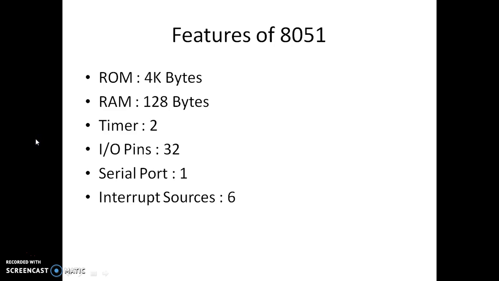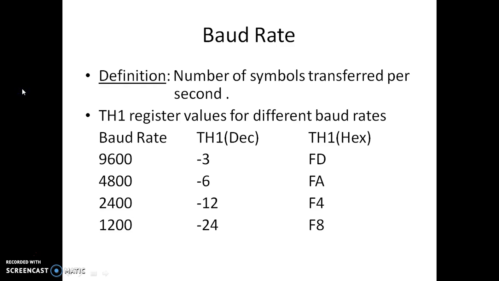It has a ROM of 4 kilobytes. We know ROM is read-only memory, which means we can save a program of 4 kilobyte size. It has a RAM of 128 bytes. It has two timers, both of which are 8 bits. It has 32 I/O pins. It has 4 ports, general input-output ports, each of 8 bits. It has 1 serial port and 6 interrupt sources.